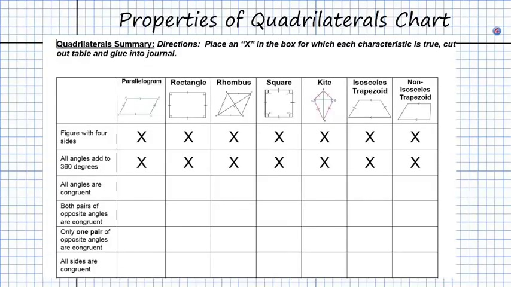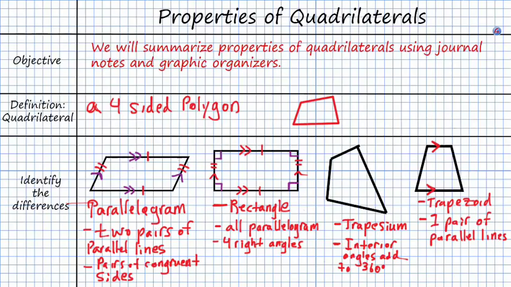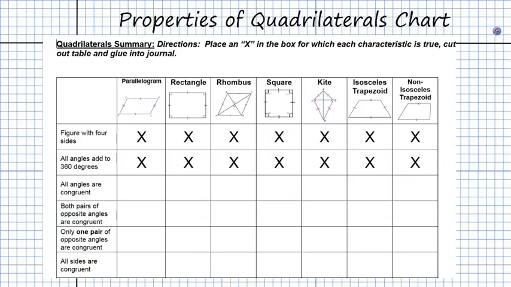Alright, so let's just go through each of these, and we've got a little diagram up here at the top, and that's going to help us out filling out this chart. So let's first look at these first two categories. So a figure with four sides. Well, all quadrilaterals have four sides, right? So all of these figures here, all these different types of quadrilaterals will meet that requirement. All right, and now we say that all angles add to 360 degrees. Well, we also learned on our last page that our general quadrilateral has interior angles that add to 360 degrees. So again, all quadrilaterals will meet that requirement.